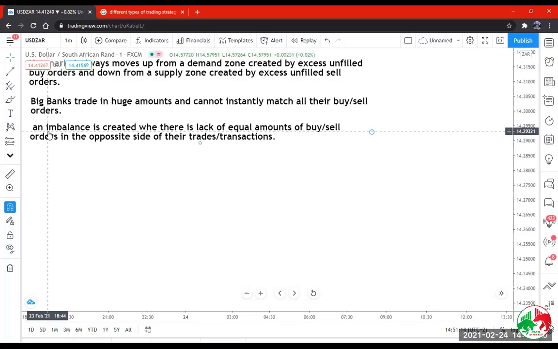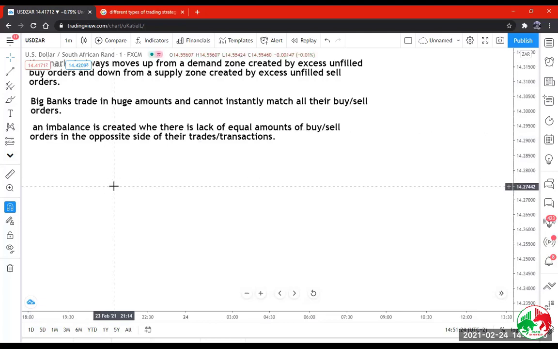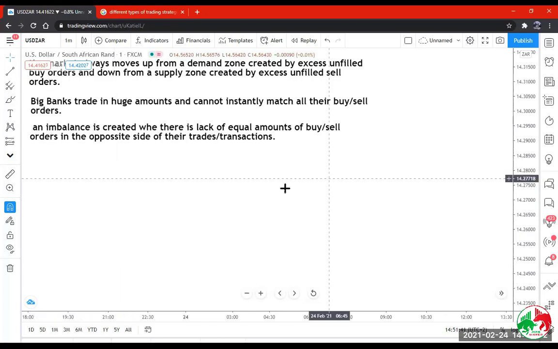So a trader can accurately predict major market trends using these price levels with the greatest amount of excess unfilled buy or sell orders. So this is trade on the zones where banks previously transacted, okay? So we look to trade the imbalance or unfilled orders of big banks and institutions.